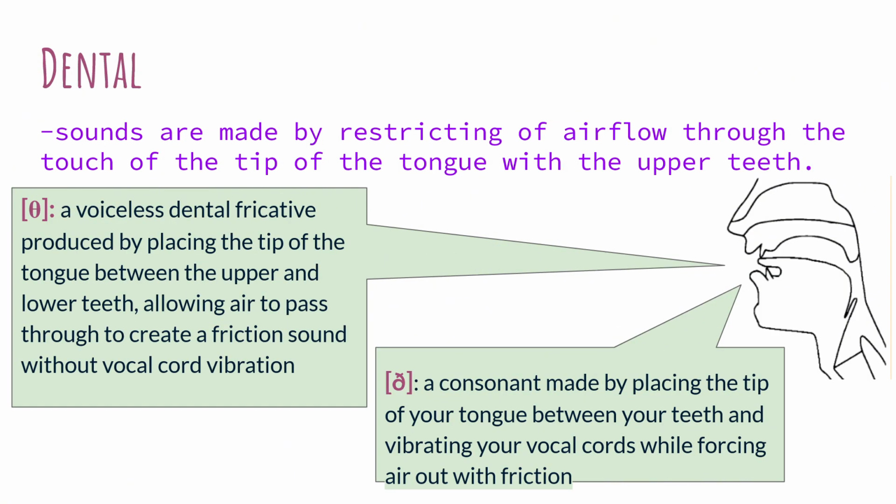The dental sound is a sound that is made by restricting the airflow through the touch of the tip of the tongue with the upper teeth. The sound S is a voiceless dental fricative. It is pronounced by placing the tip of the tongue between the upper and lower teeth, allowing air to pass through to create a friction sound without vocal cord vibration.